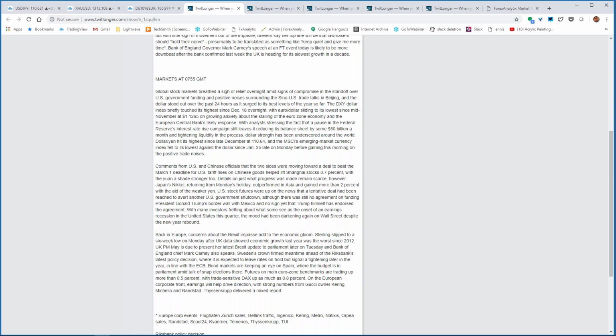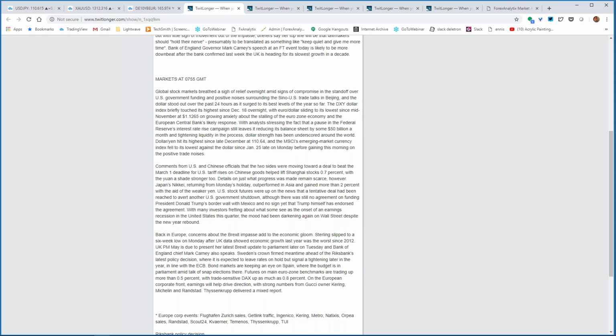Dollar yen hit its highest since December at 110.64, and comments from U.S. and Chinese officials that the two sides were moving towards a deal before the March 1st deadline for the U.S. tariff rises on Chinese goods helped lift Shanghai stocks 0.7% higher. The Japanese Nikkei, returning from Monday's holiday, outperformed in Asia and gained more than 2%, with the aid of a weaker yen.